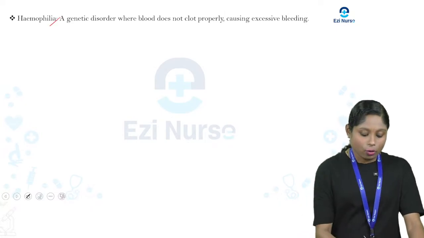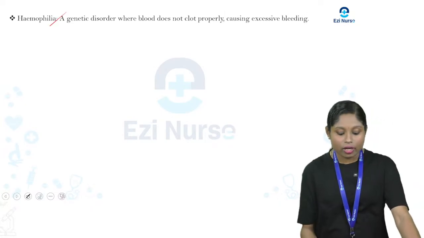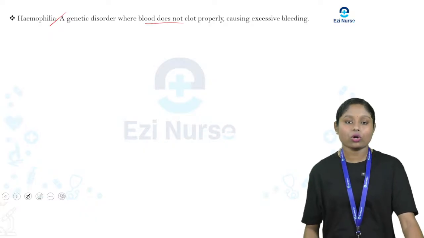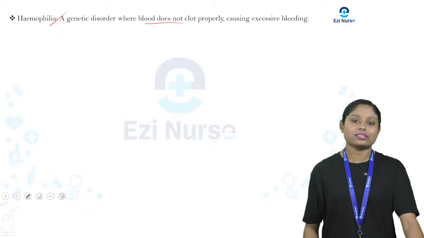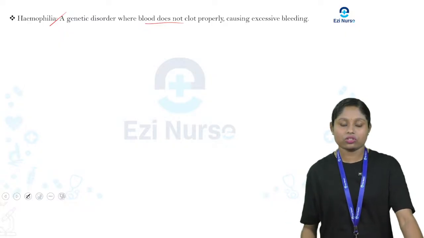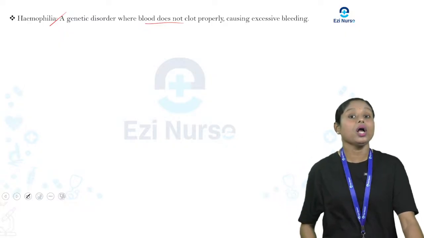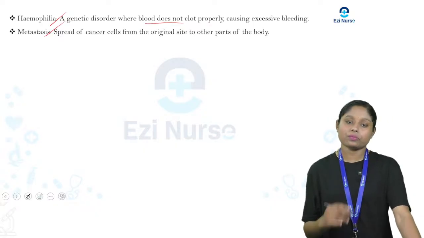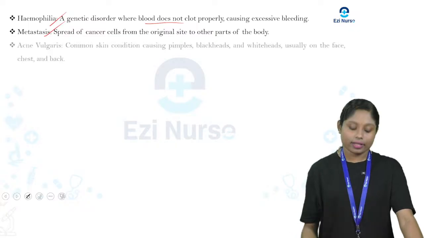So next is hemophilia. What is it? A genetic disorder where the blood does not clot properly, causing excessive bleeding from a minor injury. So if the person has even a minor injury, there will be excessive bleeding. Metastasis, spread of cancer cells from one part to another part.